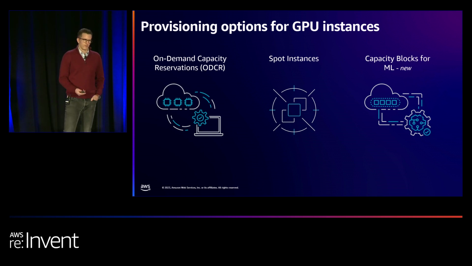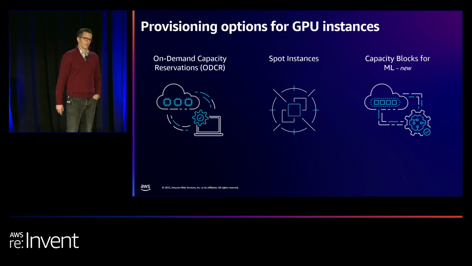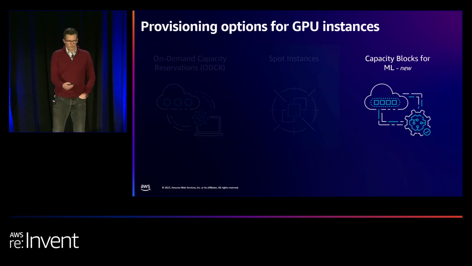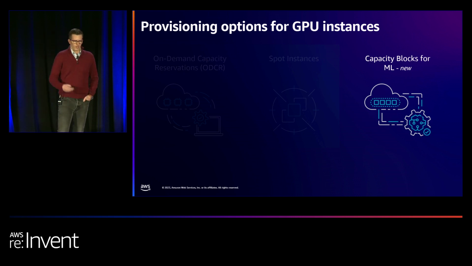Capacity blocks pricing is dynamic, so it's based on supply and demand. Sometimes it can be higher than on-demand rates. Other times it can be lower. As I mentioned at the start of this conversation, we currently have capacity blocks for P5 instances starting around 25% below the on-demand rate. I'm going to focus on capacity blocks for the remainder of this session and talk about how you can use them.